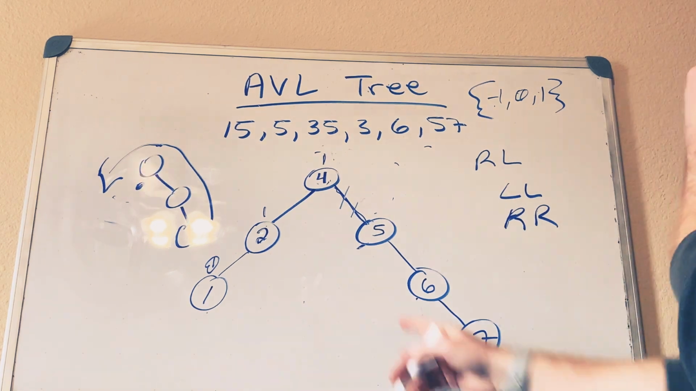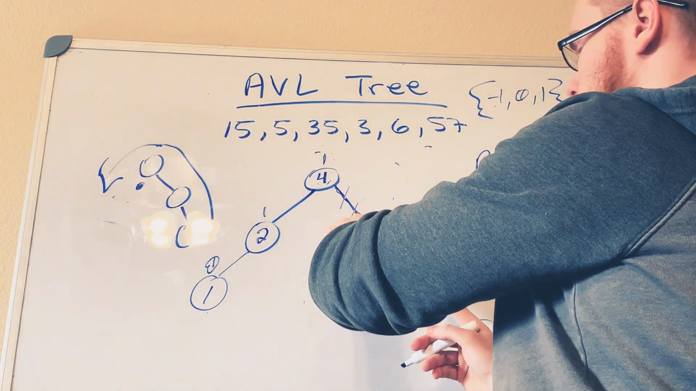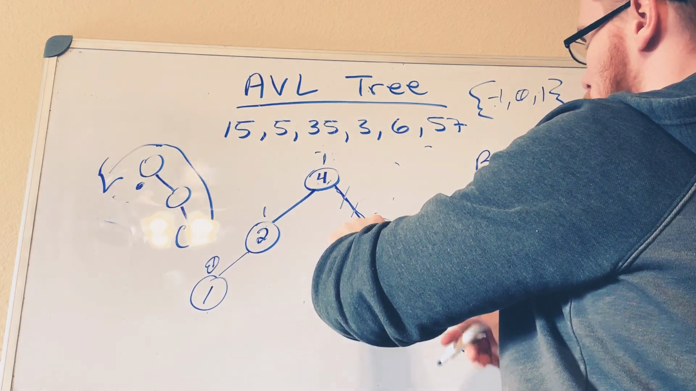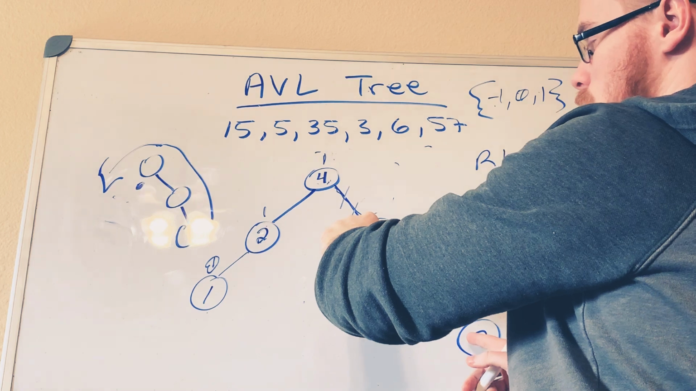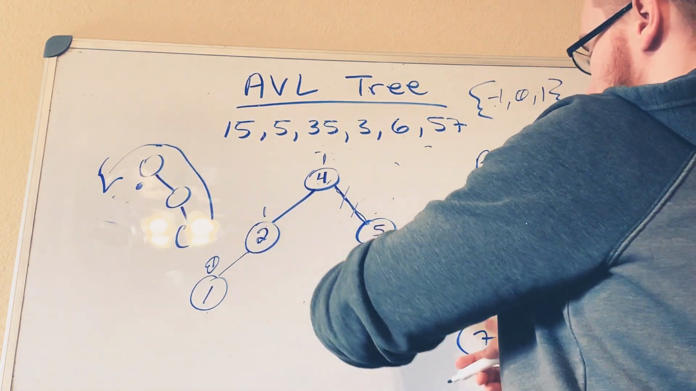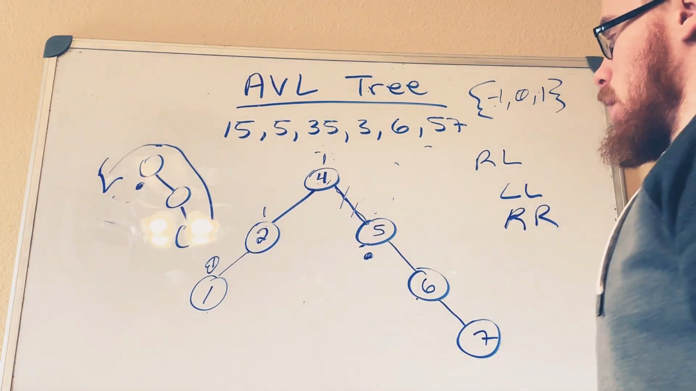Okay? So this is the node that is unbalanced, and it's not a left-right or a right-left because it's kind of like in a straight line, and you could tell it's kind of an easy one. So what we're going to do is just pretend that nail's here, and we're going to pull this over the nail.